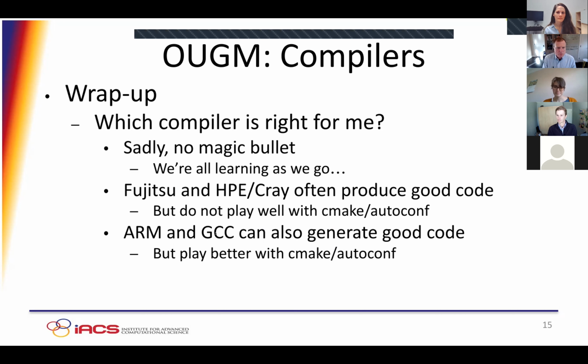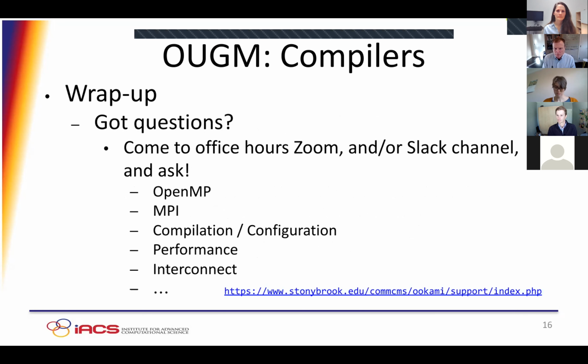So ARM and GCC have flags that play nicely with AutoConf and CMake. And I think it's really just a matter of trying to get CMake and AutoConf setups to evolve to understand those compilers.